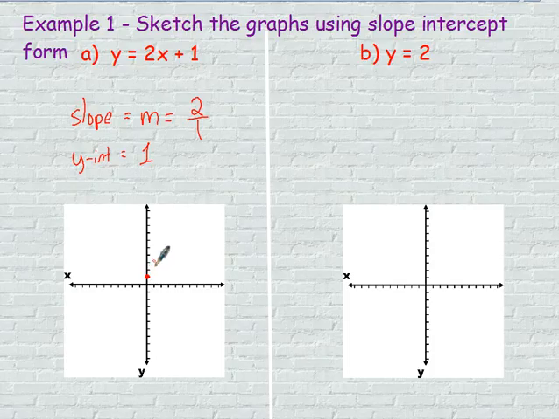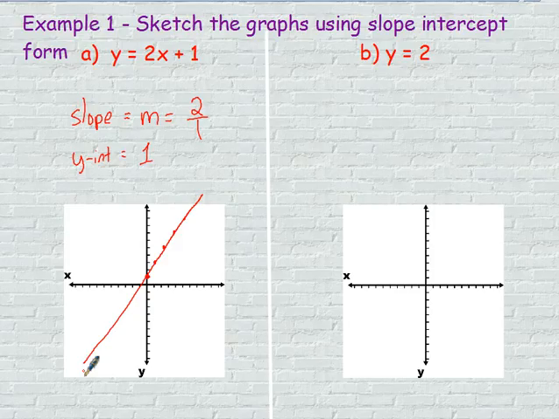Go up 2 over 1. And actually, you can continue to do that. I can continue to go up 2 over 1. Up 2 over 1. And eventually, with enough dots, I get a line. That simple. So really, for a linear equation, all you really need to know is two things. What's the slope? What's the y-intercept? Okay? Any questions on that?